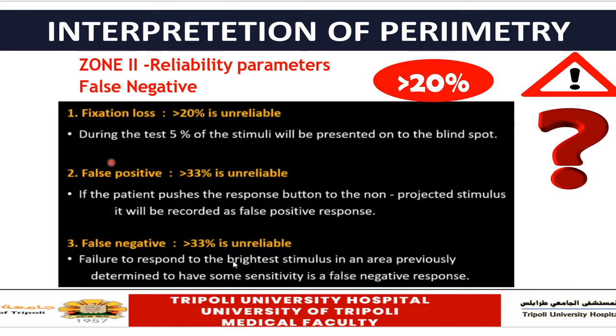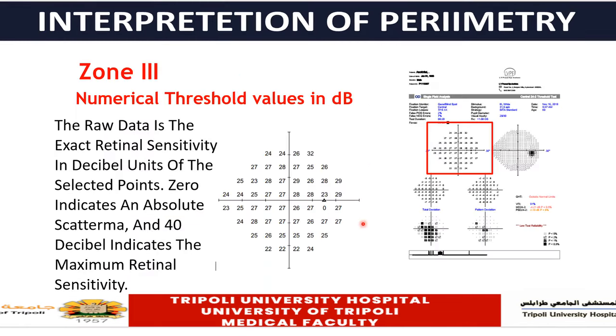I mean 20% fixation loss or 20% false positive or more than 20% false negative, you have to repeat. And even for false positive, some regard the upper limit as 15%. If it is more than 15%, you should repeat the test, because false positive is more dangerous, more serious, because it will mask an underlying pathology. So you will notice when you read different books that they mention about 33% to be unreliable, but this is a big figure. Now recent books, most of them, say if it is more than 20%, you have to repeat the test.